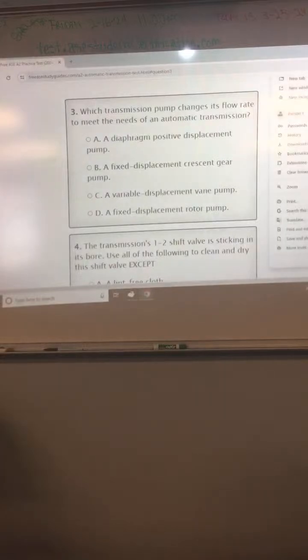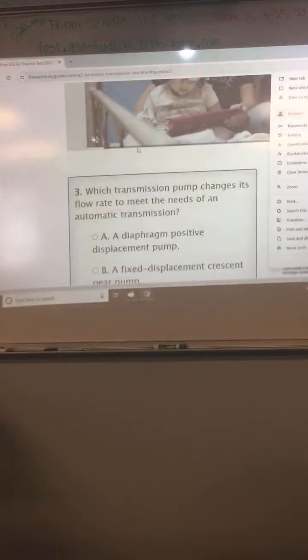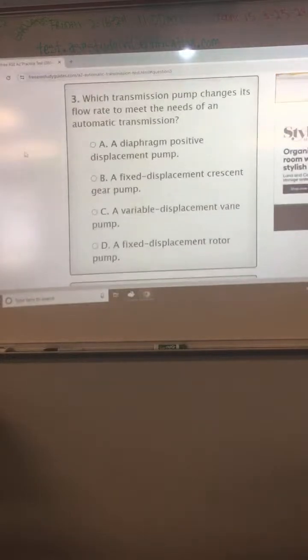Let's see if I can make this a little bit bigger. If you hold control and scroll forward, you don't have to go to the settings and do it. Oh, you mean to zoom in? Yeah, if you hold control and just scroll forward, you don't have to go to the settings and everything. Okay. Very good.